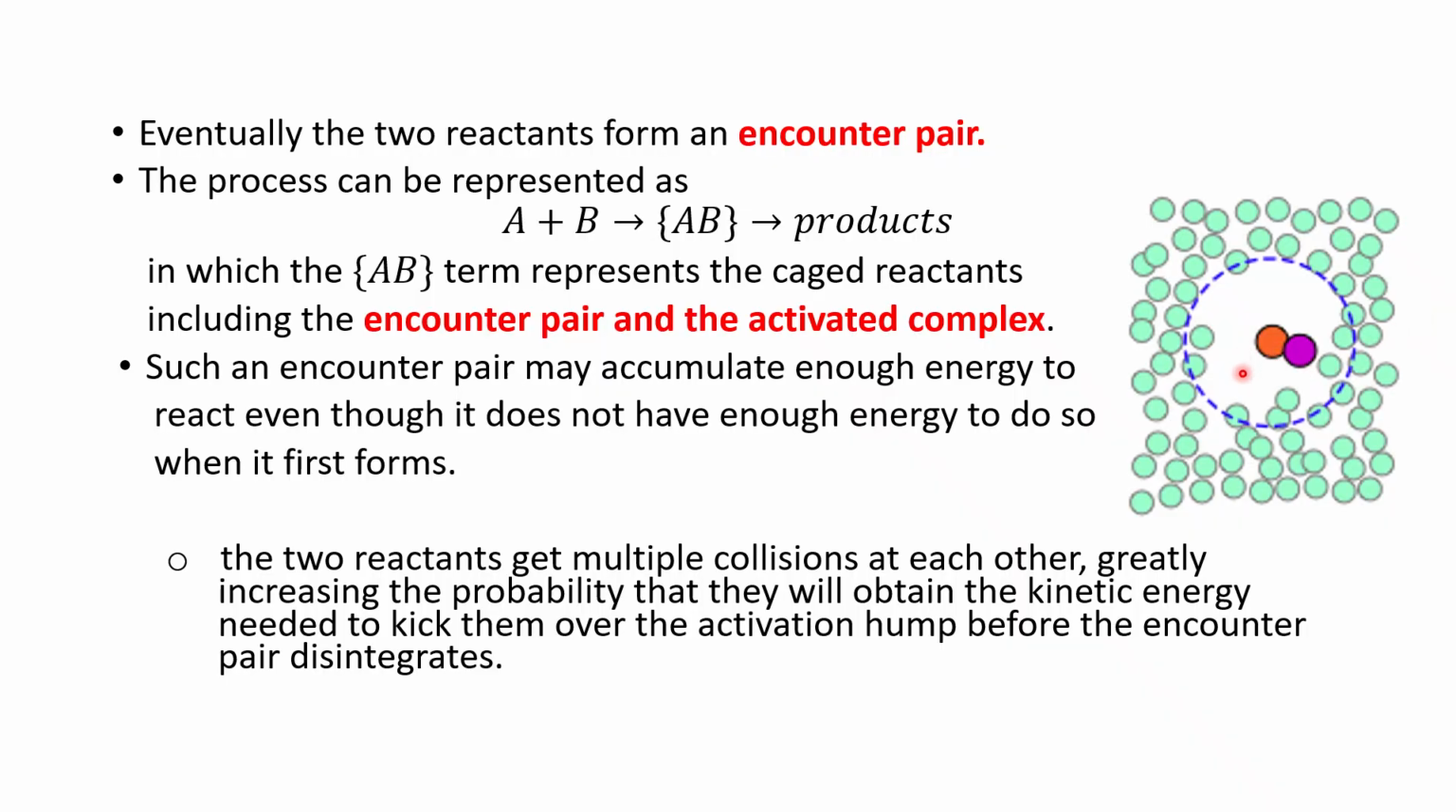While they are still confined in this cage, they will try to gain more energy from the surroundings in order to proceed to the formation of the product. The two reactants will collide with each other multiple times and greatly increase the probability that they will obtain the kinetic energy required to kick them over the activation hump before the encounter pair disintegrates.